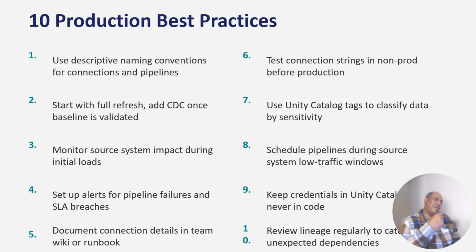Now, number four is always set up alerts for pipeline failures and SLA breaches. Again, this is a critical part. You could receive emails every morning, every day, or every hour, so you need to set alerts. If the pipeline is failing, you can intervene quickly and resolve it. You also need to have an SLA with your stakeholders, and therefore monitor whether you are meeting the SLA or breaching it. Yeah.